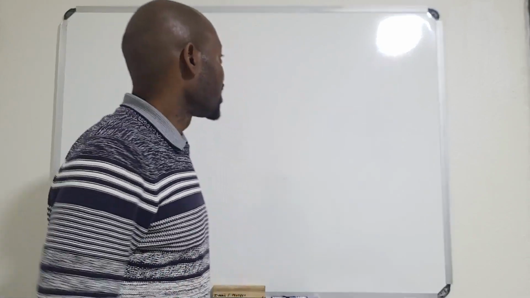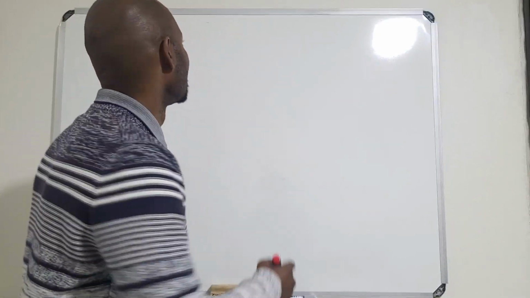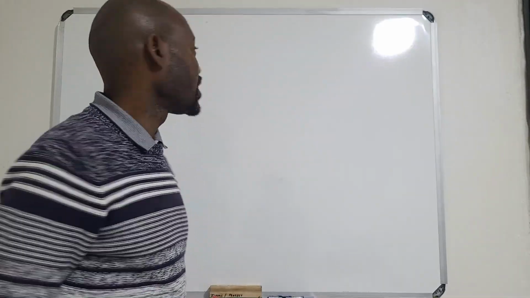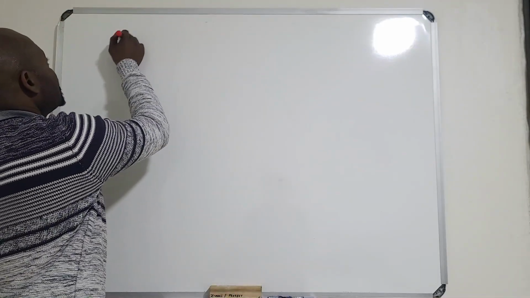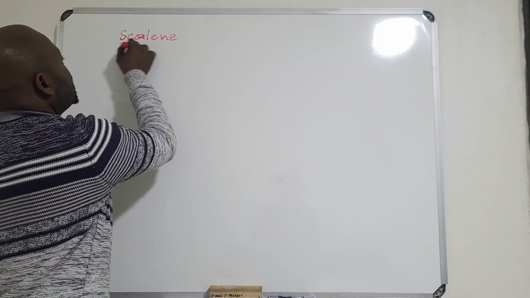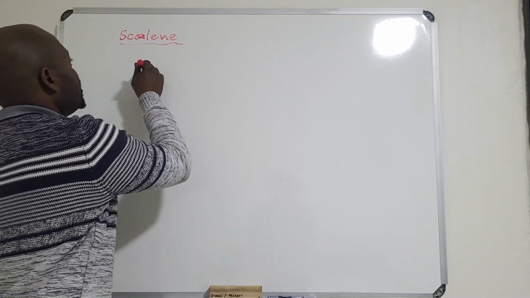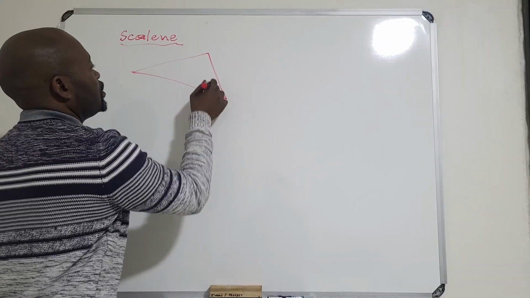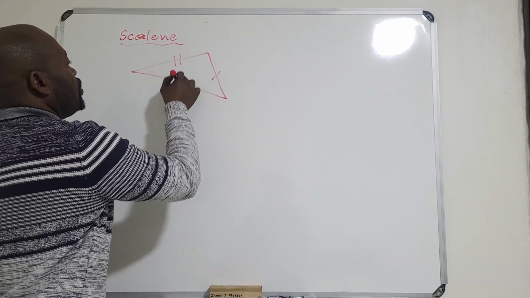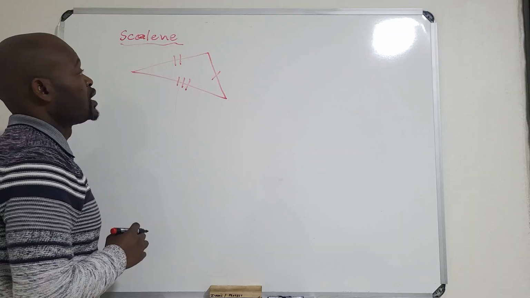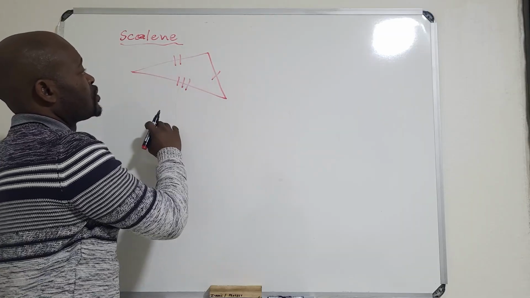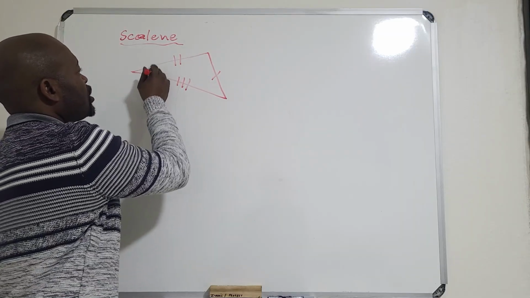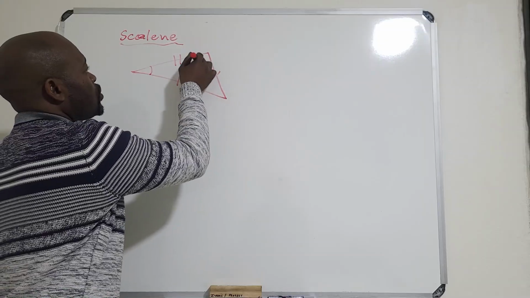Now, let's look at types of triangles. The first triangle that we are going to look at is the scalene. A scalene is a triangle where all sides are not equal. And if all sides are not equal, it means that all angles are also not equal.